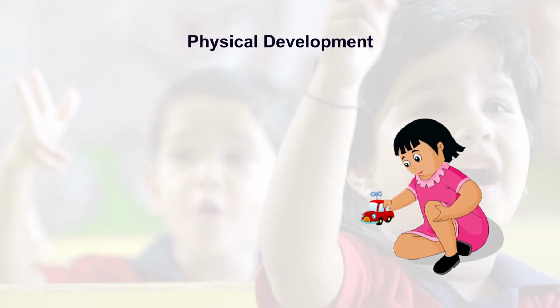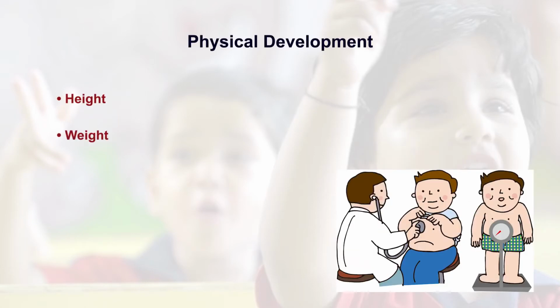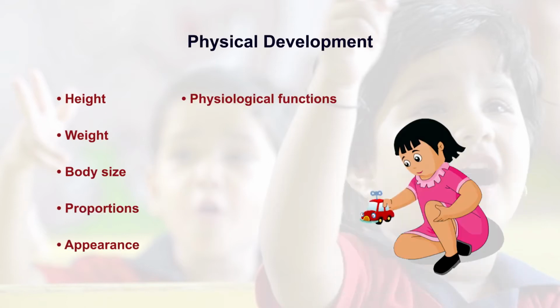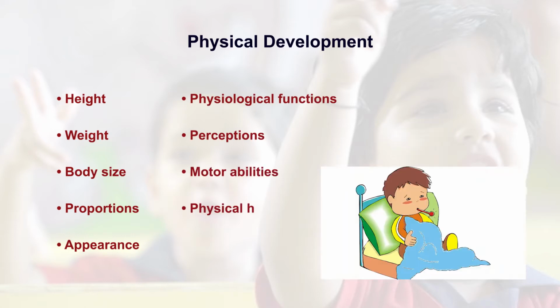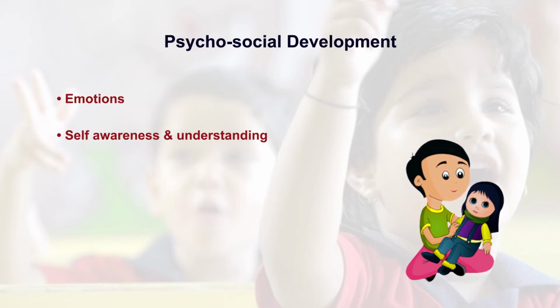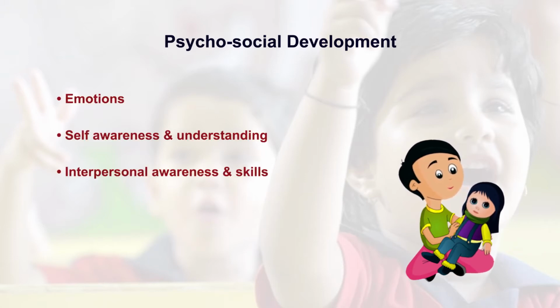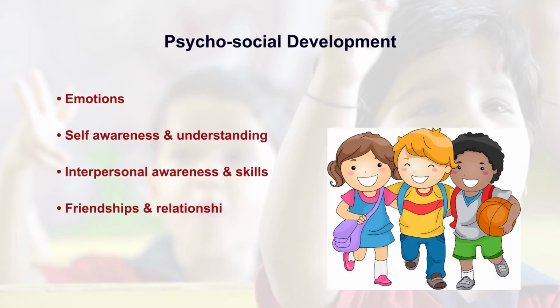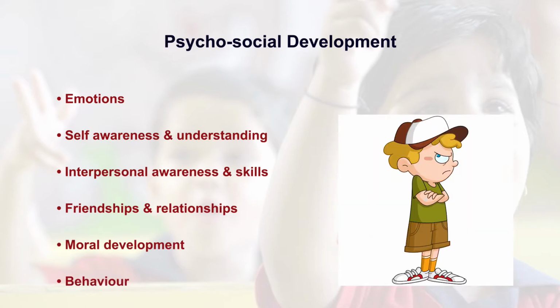The physical domain involves the changes in height, weight, body size, proportions, appearance, physiological functions, perceptions, motor abilities, and overall physical health of a baby. The second domain, what we call psychosocial development, comprises the development of emotions, self-awareness and understanding, interpersonal awareness and skills, friendships and relationships, moral development, and behavior.